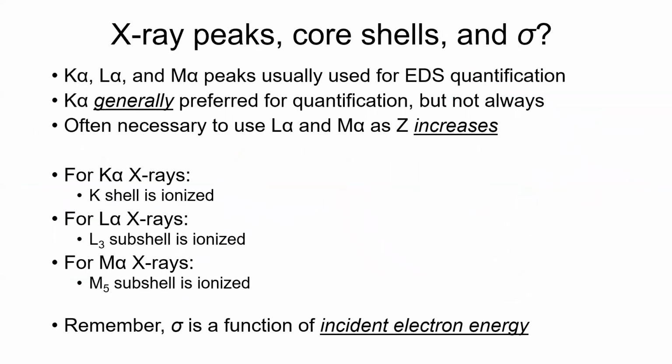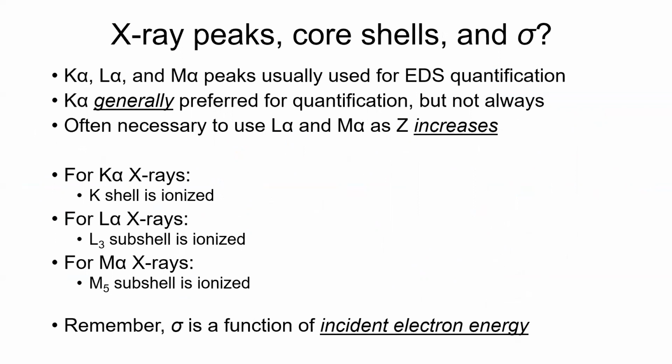So the question then here, right? We have X-ray peaks, we have core shells, and we have this ionization cross-section. So again, we prefer the alpha peaks for doing quantification. If you can, you usually prefer to use the K alpha peak.